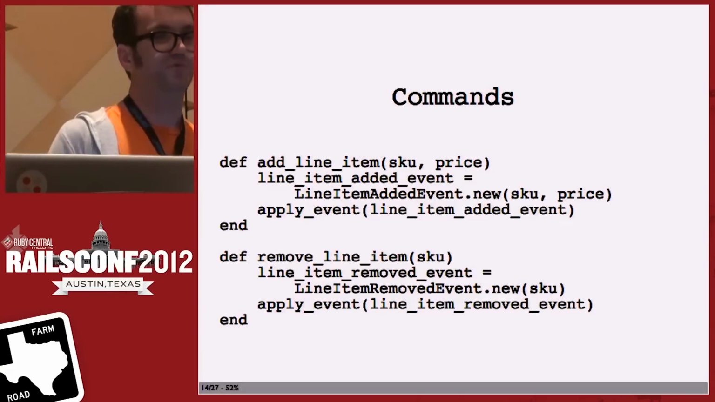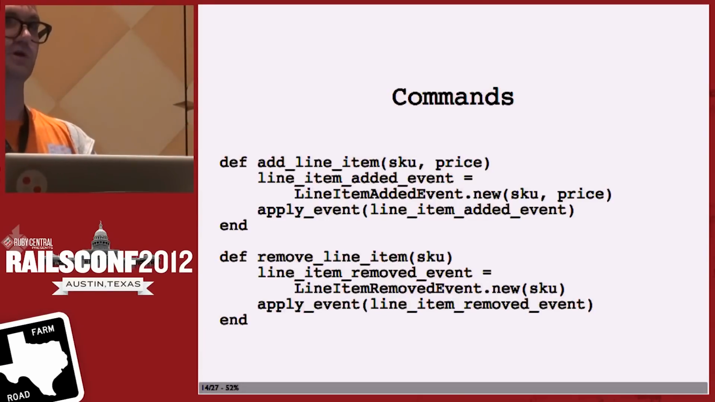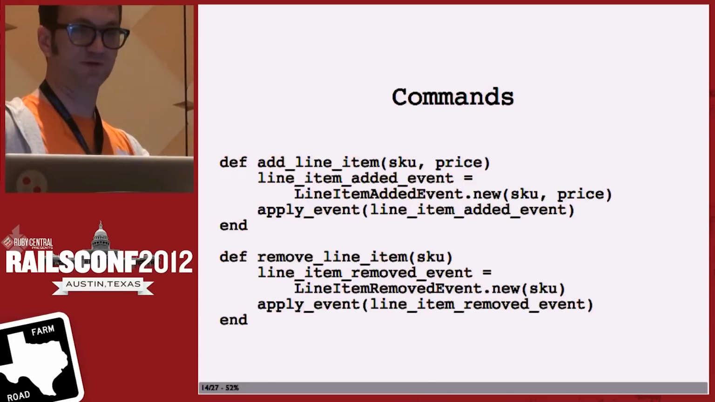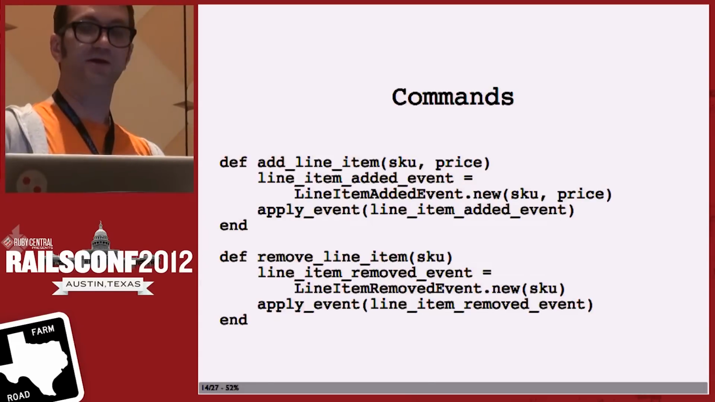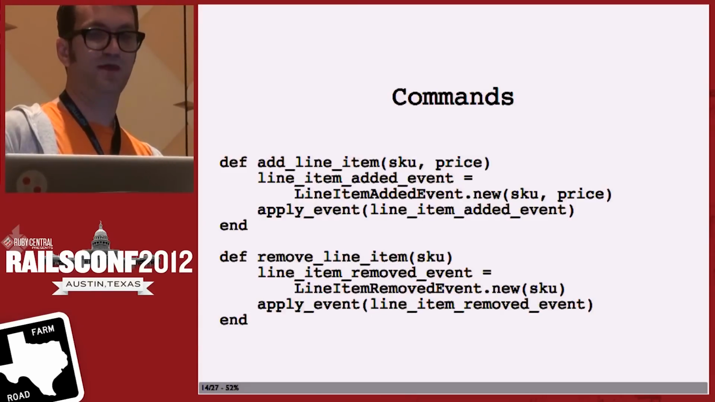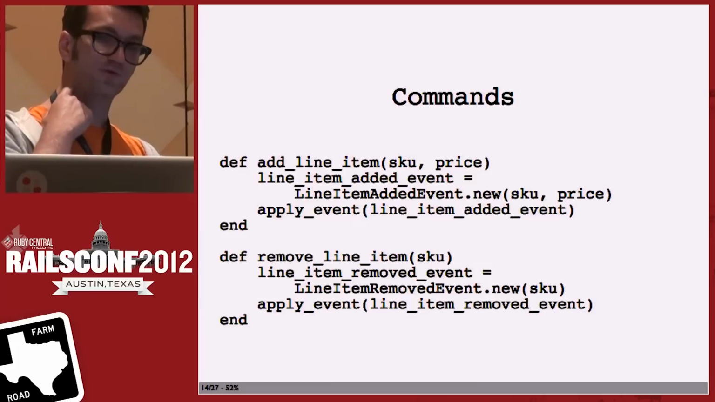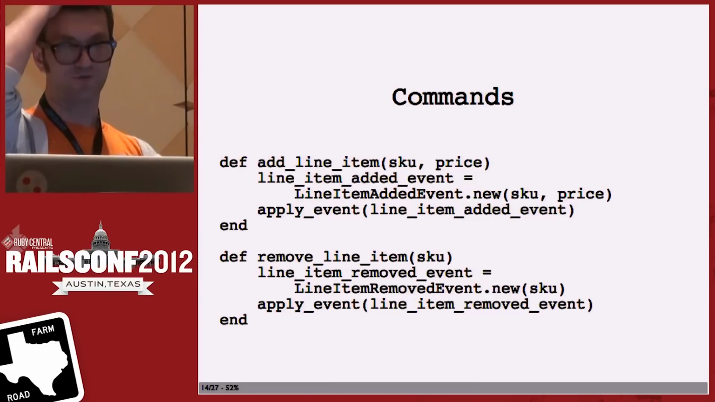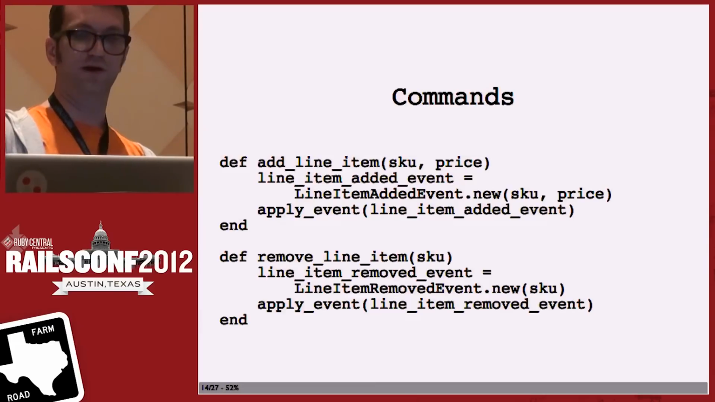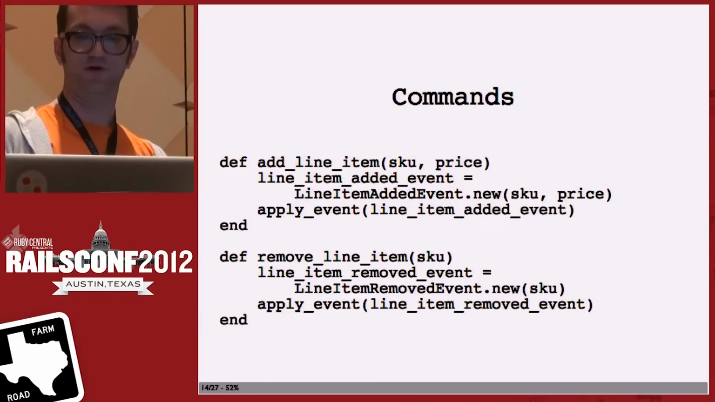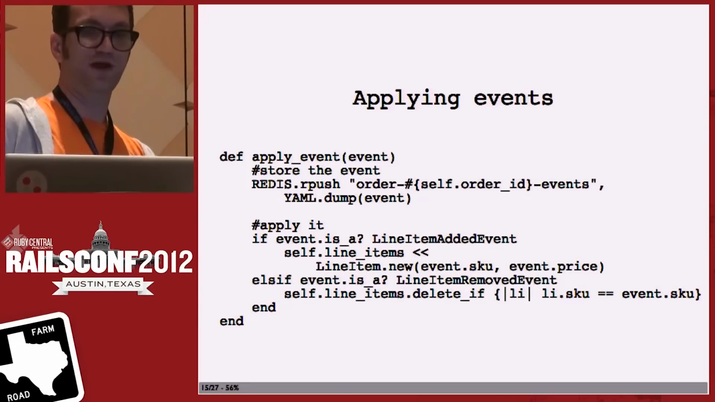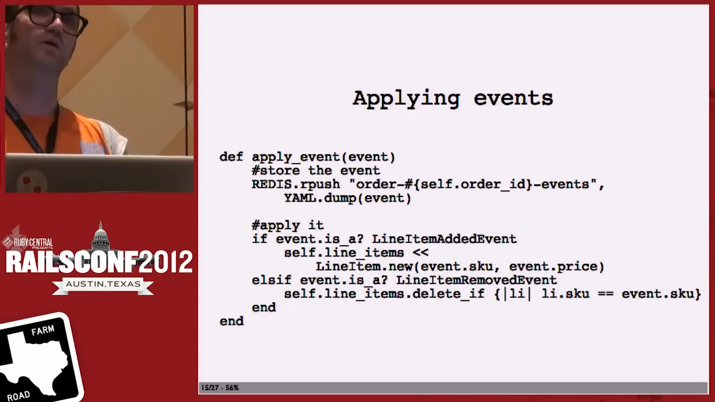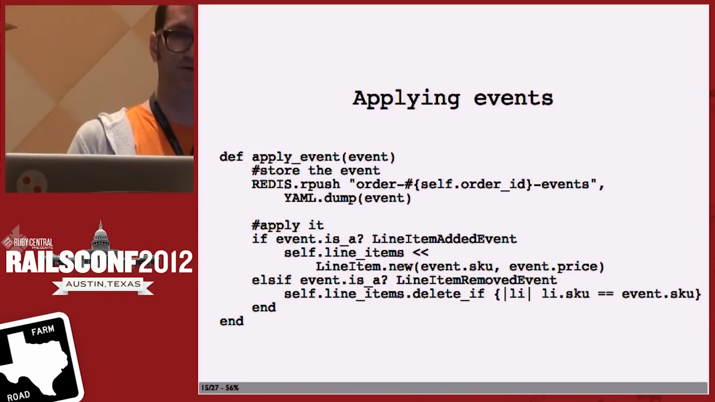All right, and then commands. Commands, for the most part, are just method calls. You're sending some instruction to the object. We've got a command for add line item. It's going to take a SKU and a price, and all it's going to do is create this new event for line item added, and then apply it to itself. Similarly, the remove line item is going to create this event and apply it to itself. So the application of events is kind of the key point, what we are doing here that makes all this work.